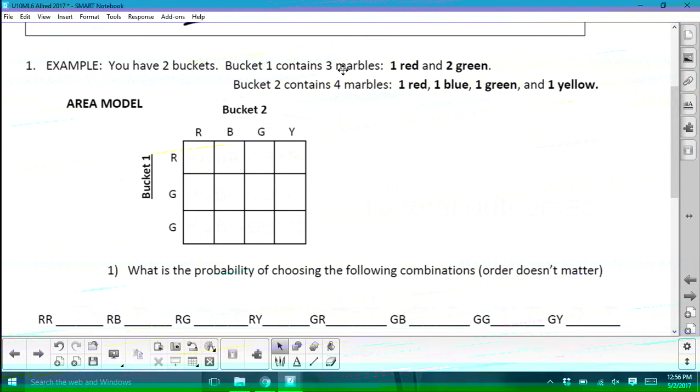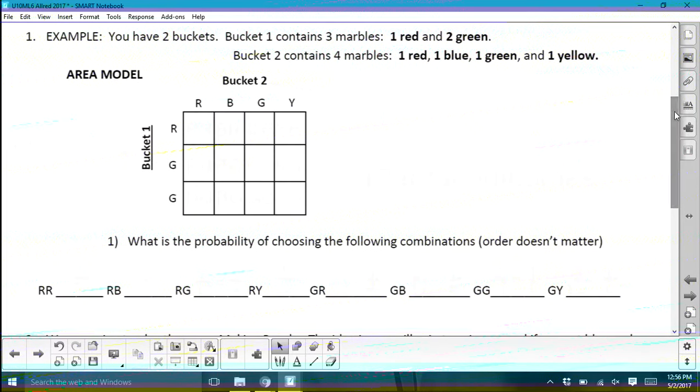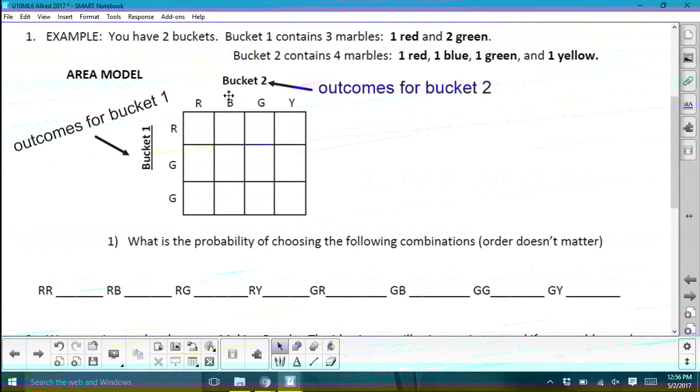We're going to draw a 3x4 rectangle. The reason we've drawn that 3x4 rectangle is because the left side of this rectangle lists the outcomes for bucket 1: 1 red marble and 2 green marbles. They're down the left side of this area model. See how I've drawn my rectangle? I gave it 3 rows. I gave it 4 columns because bucket 2 has 4 different marbles: a red, a blue, a green, and a yellow. What I'm going to do is match up a row with a column, and list that particular outcome in that square of my rectangle.